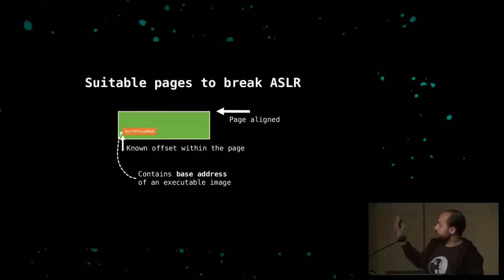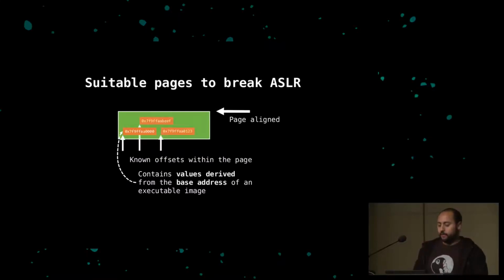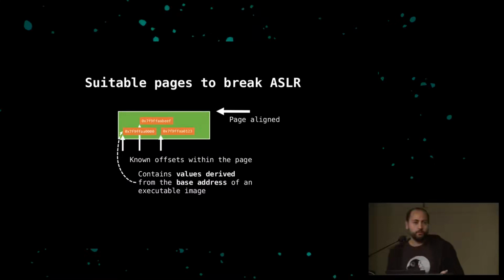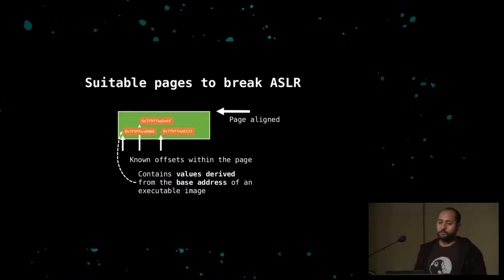And then if you want to break ASLR, you need ideally a page that has a base address in there. So basically the green part is totally predictable for an attacker, and the only thing that the attacker doesn't know is the base address. Or another possible page would be a page that has different values that were derived from a base address, so from the secret that you're interested in. And the other thing you have to know is also the offsets of these secrets within the page.